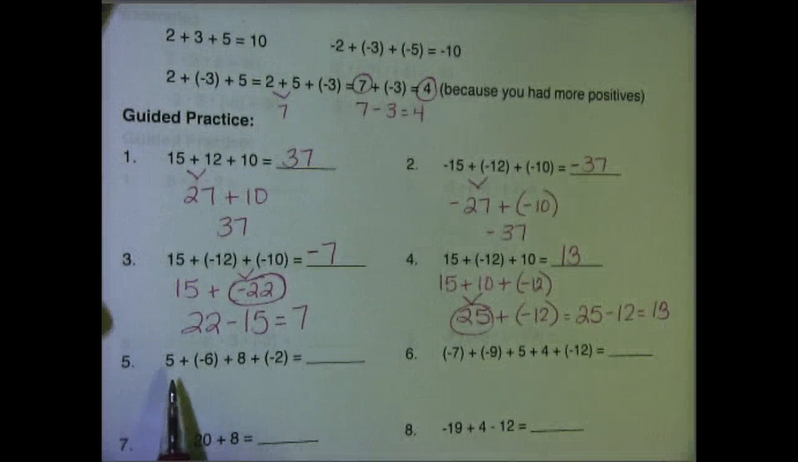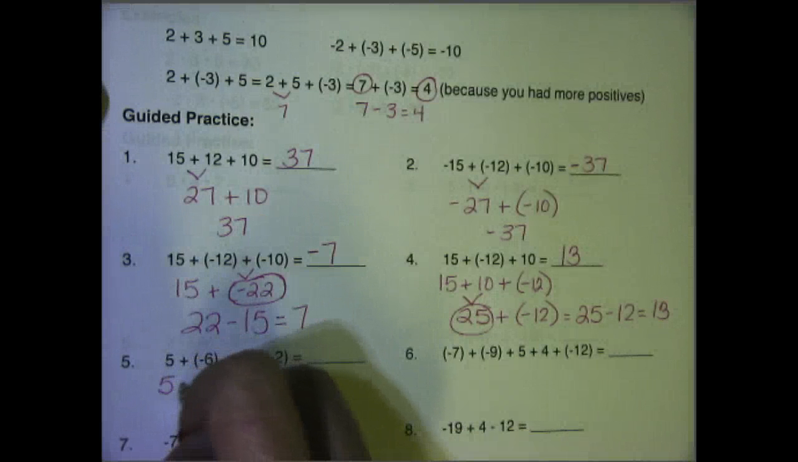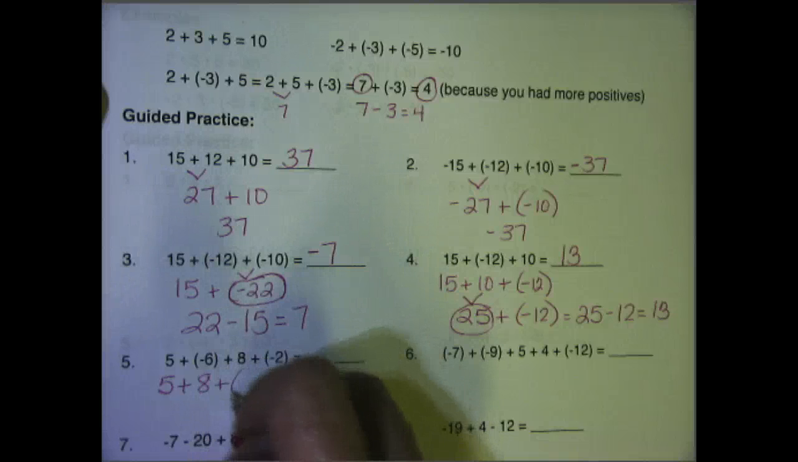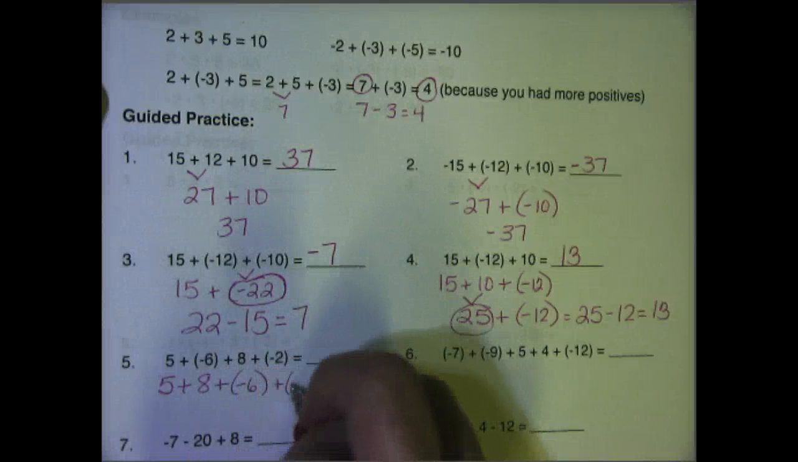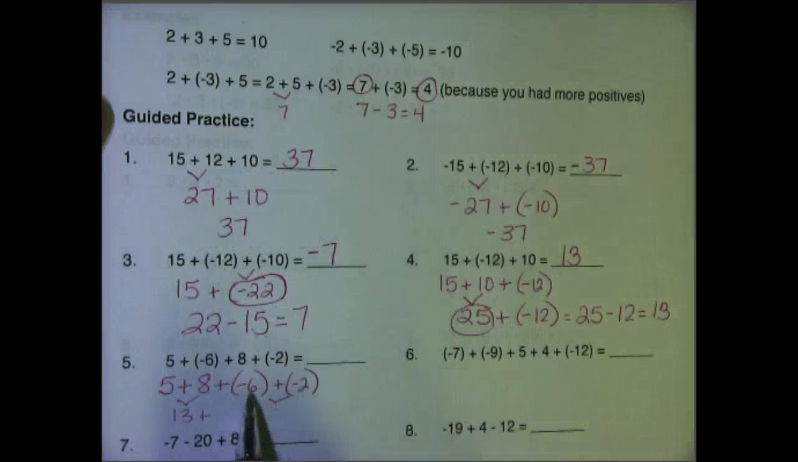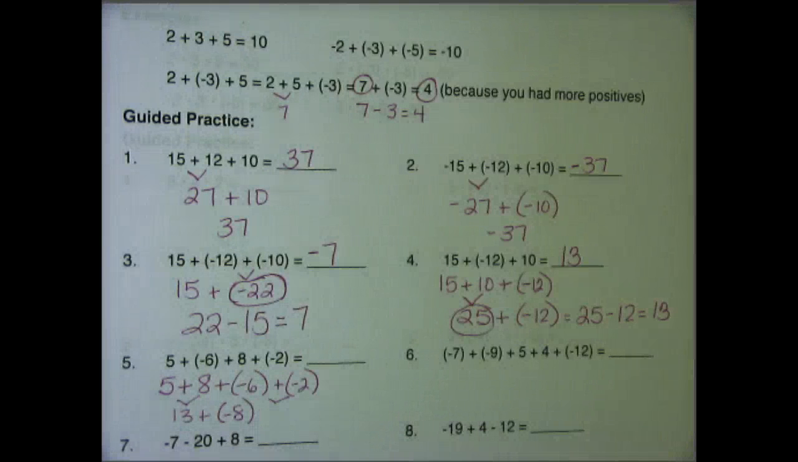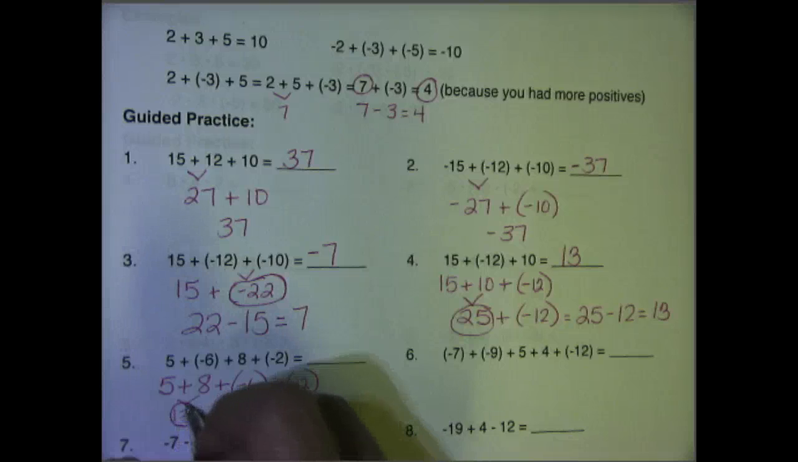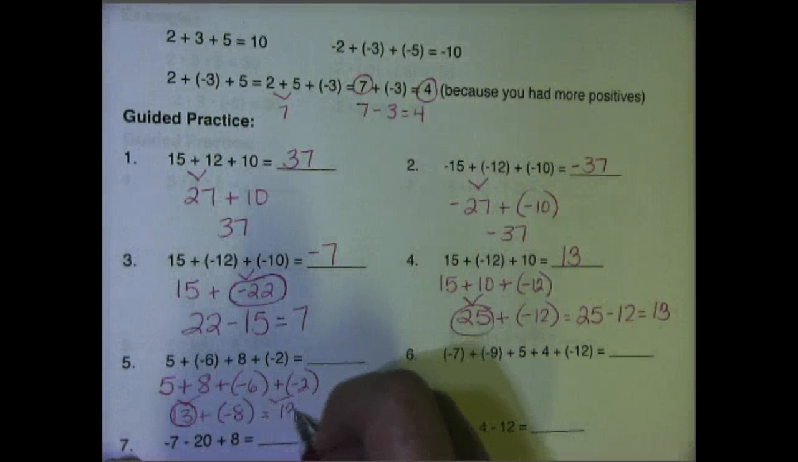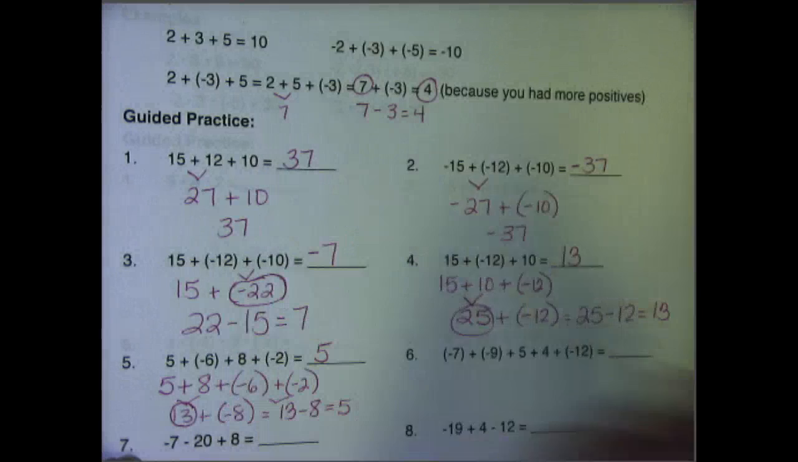Number 5. 5 plus negative 6 plus 8 plus negative 2. Let's write our positives and negatives together. We'll go ahead and add our 2 positives. 5 plus 8 is 13. We'll add our 2 negatives. Negative 6 plus negative 2 is negative 8. And now we have to use our rule for adding different signs. I have more positives, so my answer is going to be positive, but I have to subtract. 13 minus 8 is 5, so my answer is positive 5.